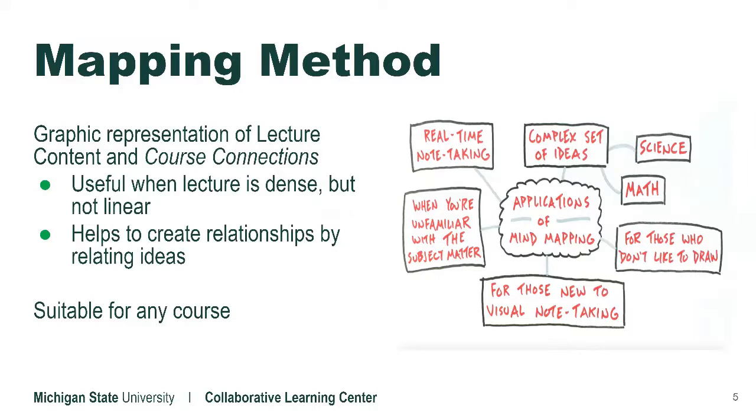In the example here, it says applications of mind mapping: complex sets of ideas, such as what you'll find in science and math. Useful for those who don't like to draw. So if you're not the kind of person that likes to draw out pictures or figures, you can use a mind map to help figure out how things are connected. It's also for those who are new to visual note-taking, so it's a good step to get you started incorporating visual methods into your note-taking process when you're unfamiliar with the subject matter and taking notes in real time. You can always create a mind map and just draw lines off of it, however anything fits to you, and then go back and organize it later if you need to.